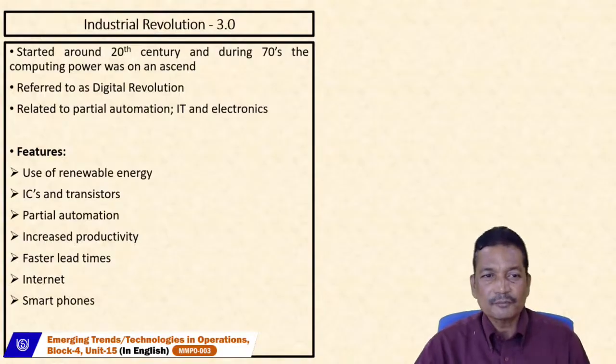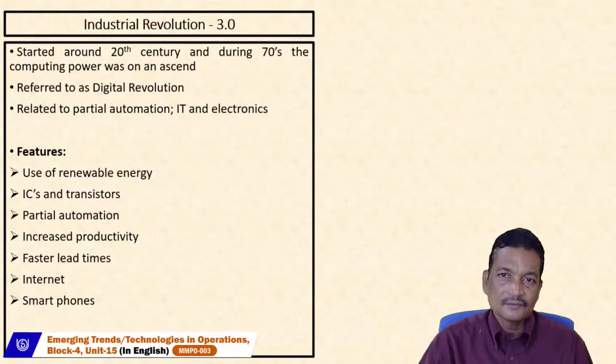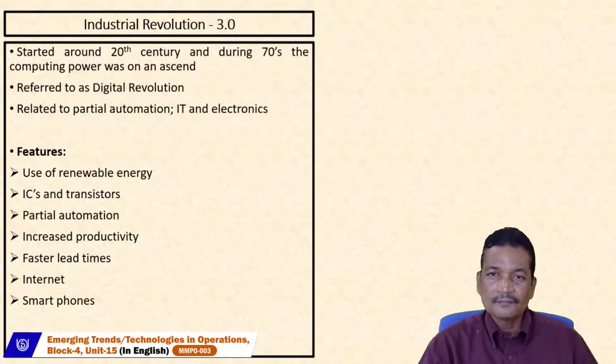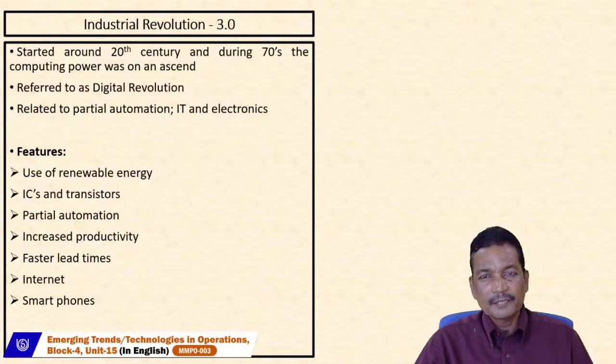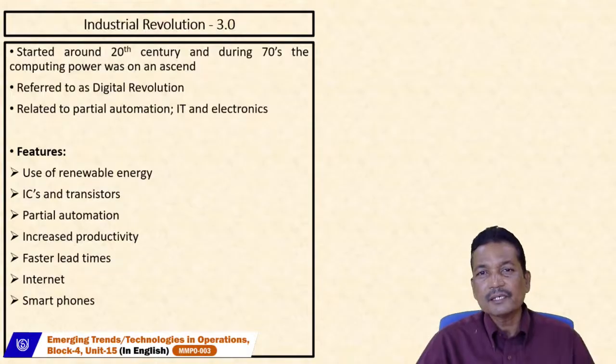When we say partial automation, suppose we have a bread toaster in our house. Put two loaves of bread in that, switch on the power. After the bread loaf is done nicely, automatically it will pop up.